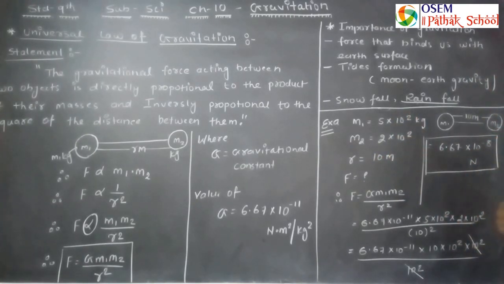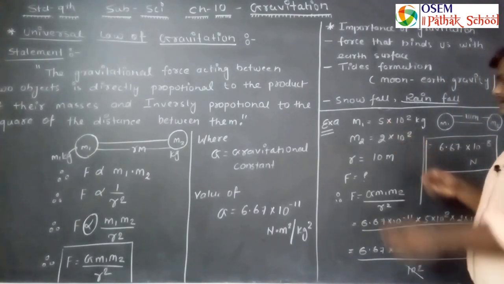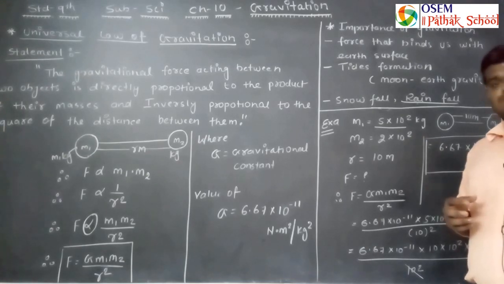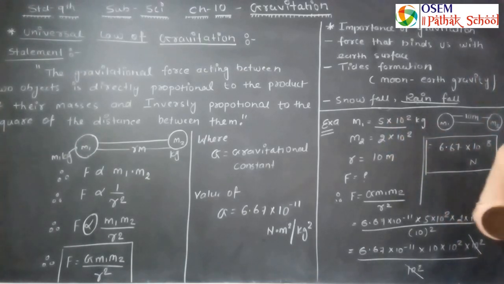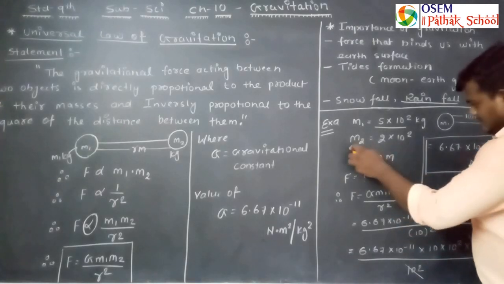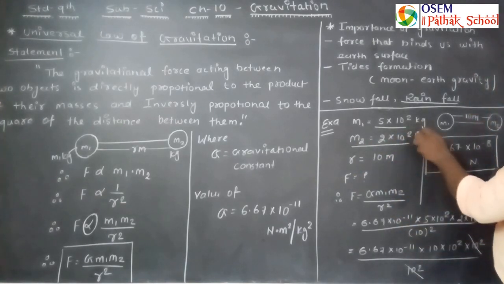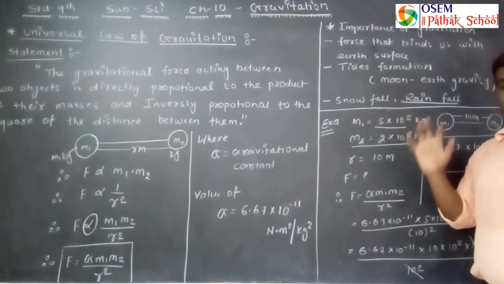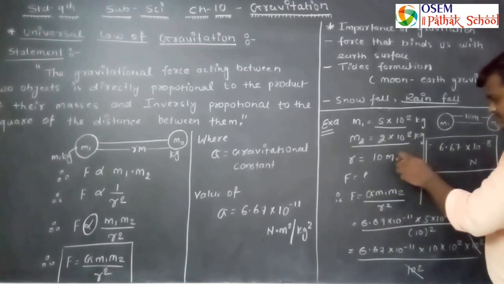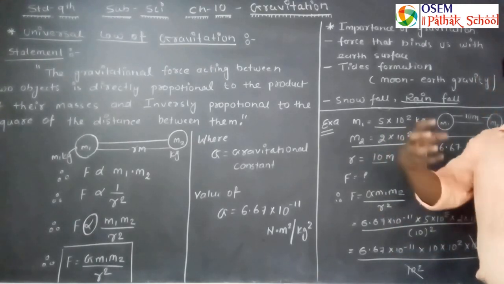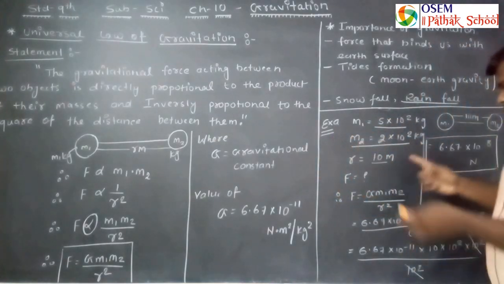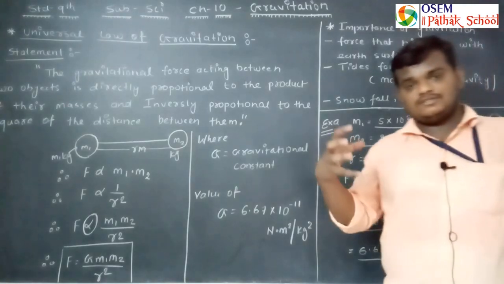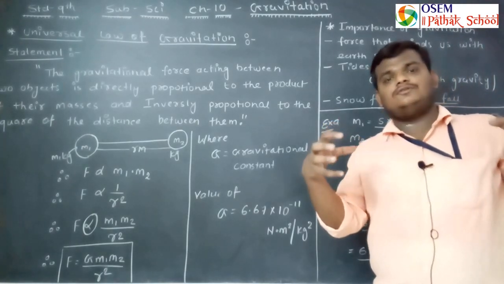So look, suppose it is given to you, first object having mass 5 into 10 raised to 2 kg. पहला ऑब्जेक्ट, पहला जो बॉल था उसका मास सपोज 5 into 10 raised to 2 kg है. Second ball has mass 2 into 10 raised to 2 kg. दूसरा बॉल जो मैंने लिया था उसका मास 2 into 10 raised to 2 kg है. And the distance between those two balls, दोनों के बीच का डिस्टेंस जो है, suppose it is given and it is 10 meter. So I want to calculate the value of gravitational force acting between those two objects.